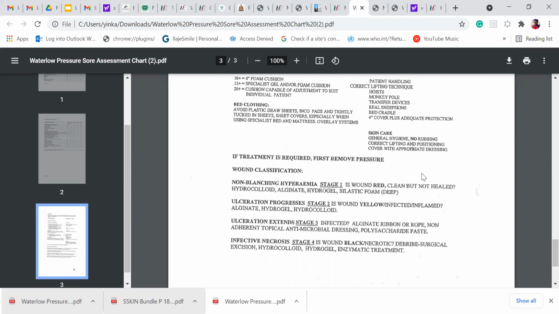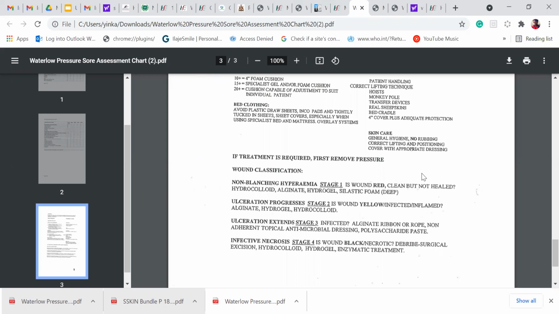Remember, I talked about non-blanching hyperemia, stage 1 pressure sore. The wound will be red, clean, but not healed. So you need hydrocolloid, alginate, hydrogel, silastic foam for the treatment. For an ulceration progressive stage 2, the wound is yellow, infected, or inflamed. So you need alginate, hydrogel, hydrocolloid.